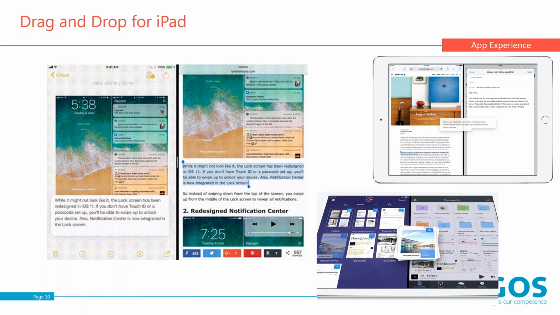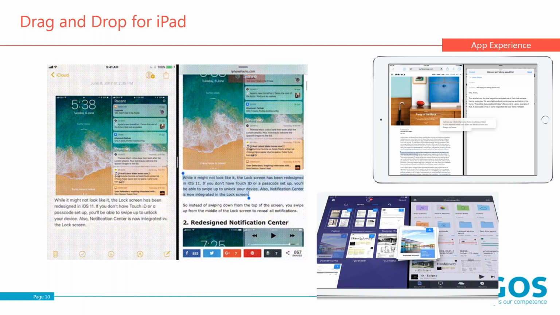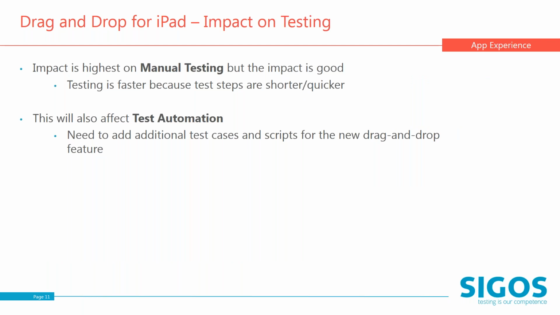On the next slide here, we'll take a look at the impact of what drag and drop will do to testing. Impact is highest on manual testing, but that impact might be considered a good thing because testing can be done faster and possibly with a shorter amount of steps. So instead of several steps of copying and pasting, we can now get them done in fewer steps.